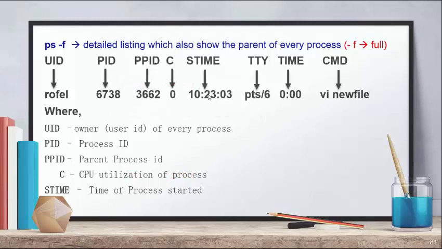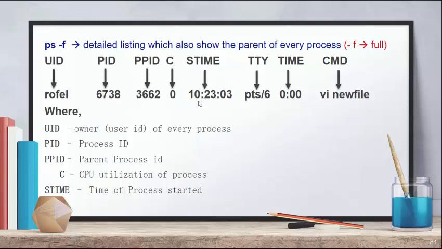ठीक है. Then next is TTY, that is the terminal name. Then time, it will show you the total time of the process. Then CMD, that means a command name or process name. So when you want all the detailed attributes of the process, then you need the ps minus f command. ps minus f का मतलब full detail of the process. Process की सारी details दिखाएगा.